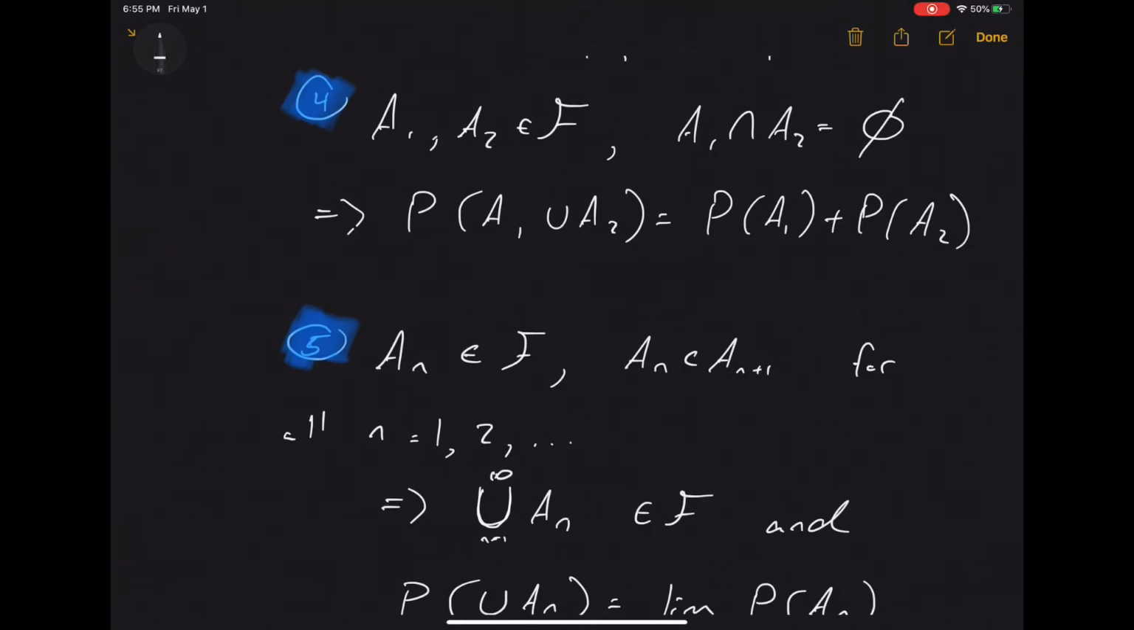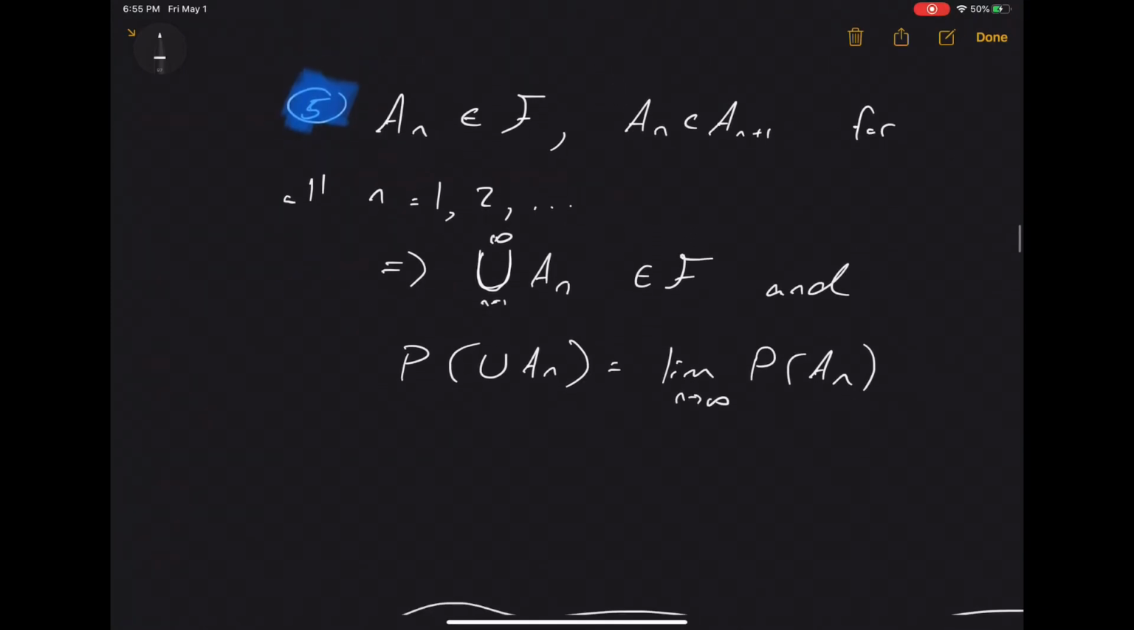Now note at this point, axiom 4 is just for 2 events, and we can extend that easily to a finite number of events, but we don't yet have a countably infinite number of events. Axiom 5: if An is in script F and An is a subset of An+1 for all n, then the union of our An is in F, and the probability of our union is equal to the limit of P(An) as n goes to infinity.